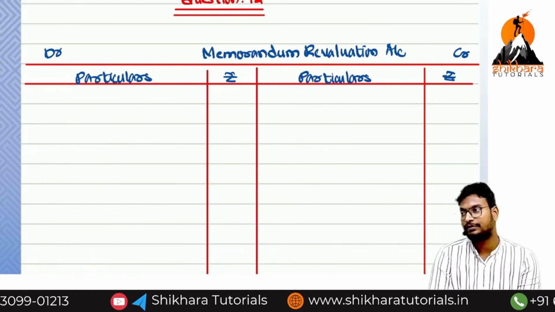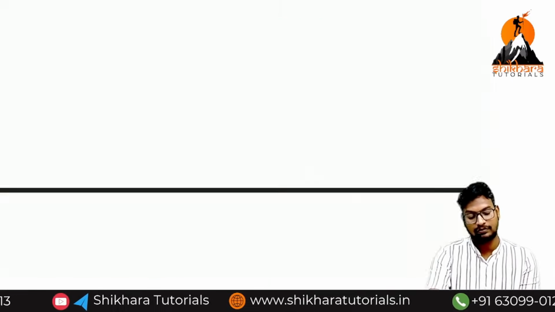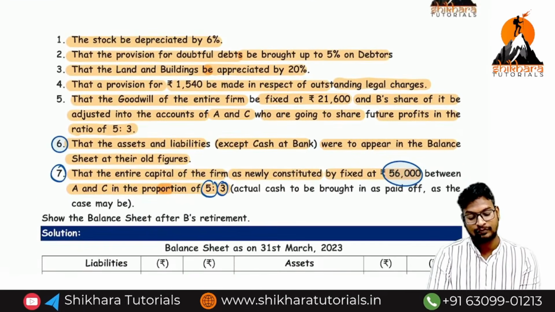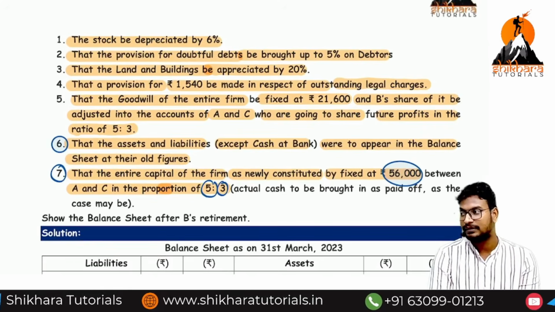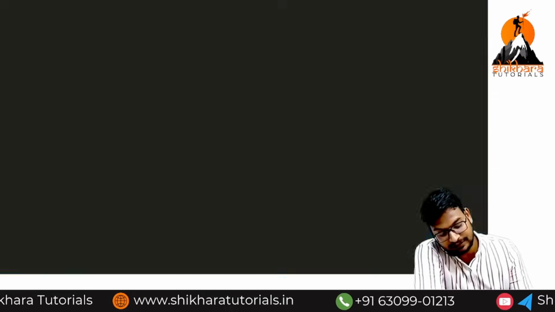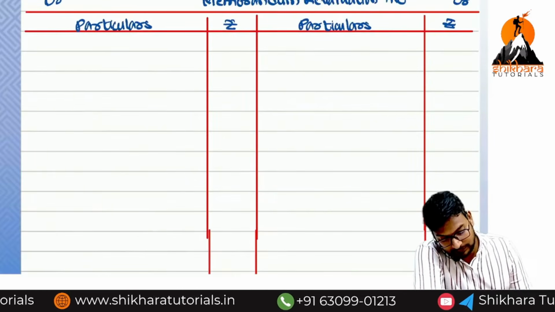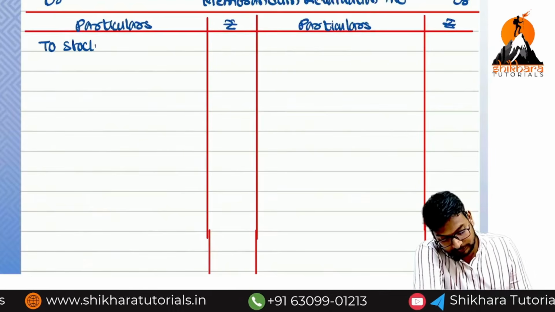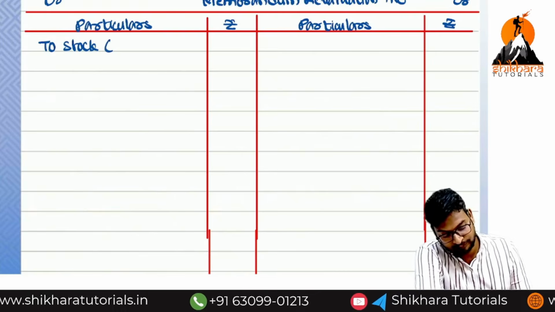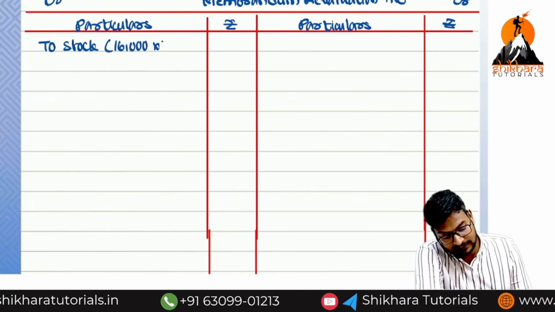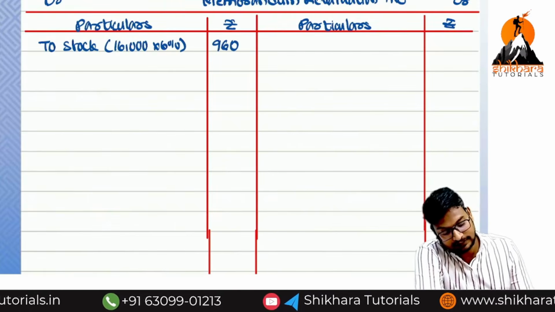What we need to do first, Amma? See the first point, and we can do it on our own also. What is the first point, Amma? Stock to be decreased by 6%. So decrease means which side we need to record, Amma? Debit side, Amma. To stock. What is the calculation? 16,000 into 6%. How much? 960. What is the next point, Amma?